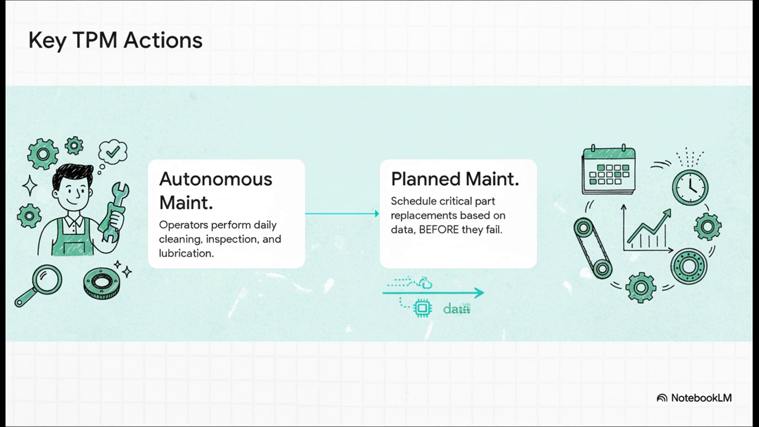You train them to do the simple, daily stuff themselves. Cleaning, quick inspections, lubrication. They become the first line of defense, catching tiny issues before they become catastrophic failures. Then you back that up with a smart, planned maintenance schedule where you replace parts based on real data, not just waiting for them to bring the whole line to a screeching halt.